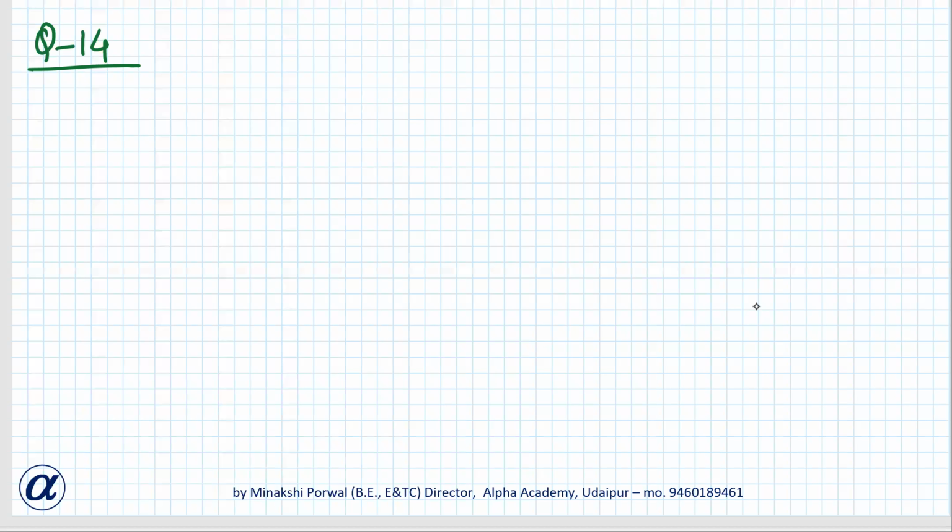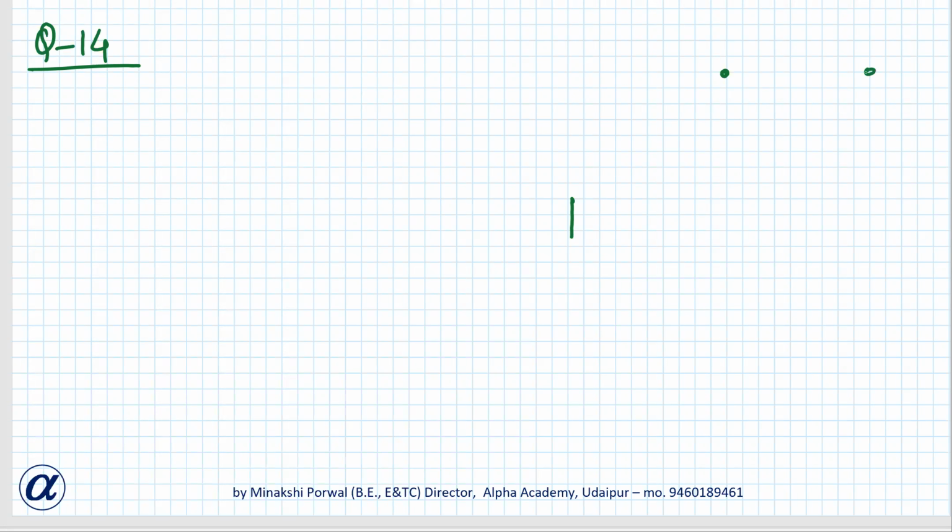Okay. Question number 14. A 1.2 meter tall girl spots a balloon moving with the wind in a horizontal line at a height of 88.2 from the ground. The angle of elevation of the balloon from the eyes of the girl at any instant is 60 degrees. After some time, the angle of elevation reduces to 30 degrees. Find the distance traveled by the balloon during the interval. So the figure is already given. So here is the 1.2 meter tall girl and one balloon is here.